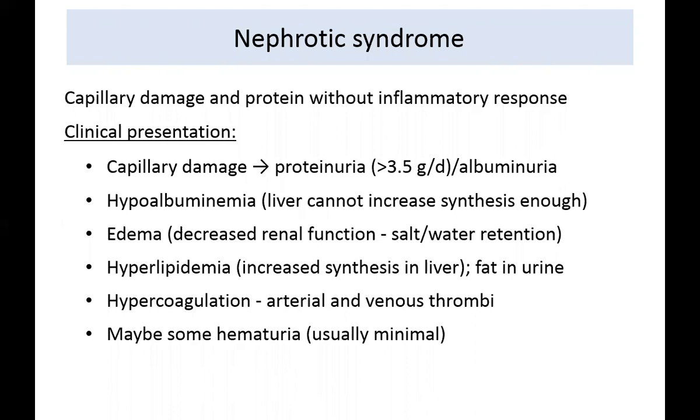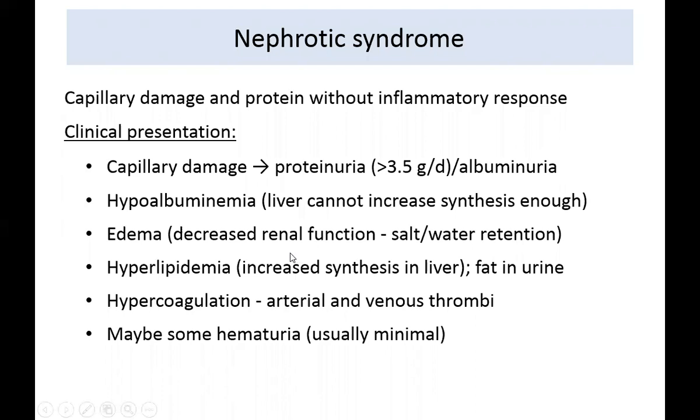Clinical presentation: there's glomerular capillary damage, increased protein in the urine, and this is not just minor amounts of protein in the urine, but fairly substantial amounts, over 3.5 grams a day. You get lots of albuminuria. One of the consequences of this heavy protein loss is that the liver, which synthesizes most of the proteins in the body, including albumin, can't keep up. So you don't get enough protein produced to make up for what's being lost. You get hypoalbuminemia, so you get low albumin in the serum.